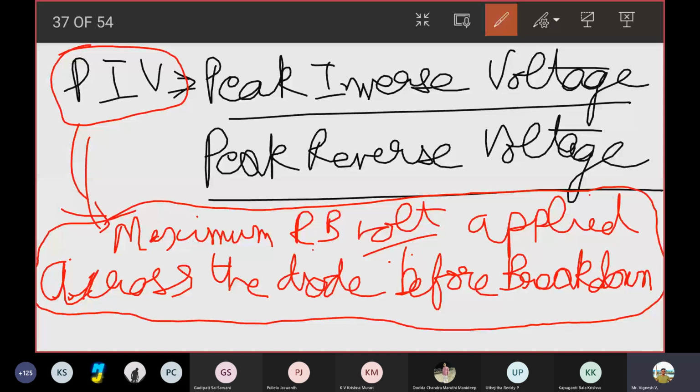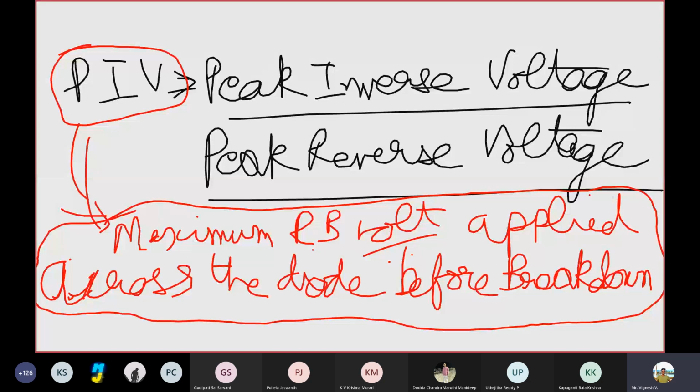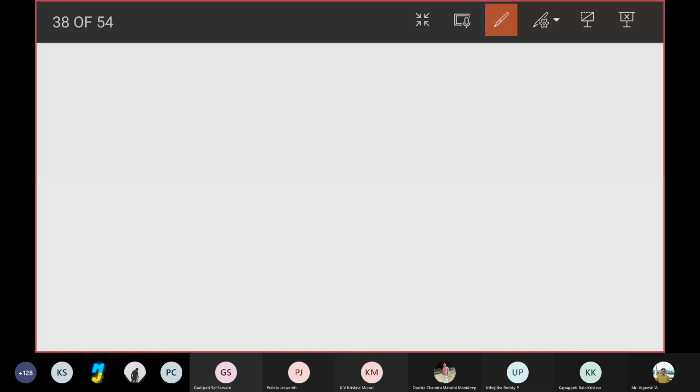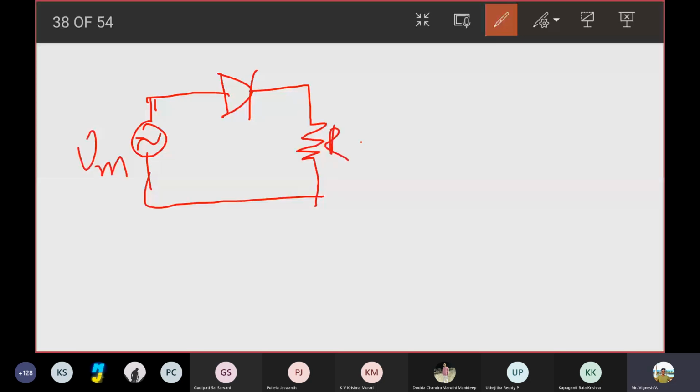So I hope the definition is clear. It is the maximum reverse bias voltage that you can apply across the diode before the diode enters the breakdown region, right? So let us look at a half wave rectifier. What's the peak inverse voltage? Because it's very important to find out the PIV for all the cases. Can you tell me what the PIV is for a half wave rectifier?